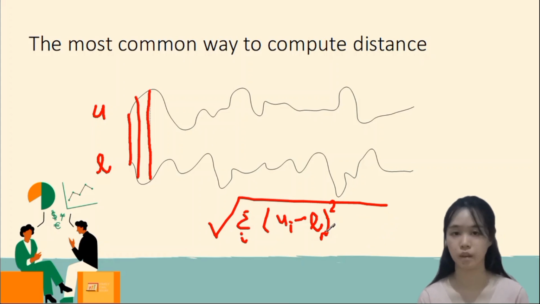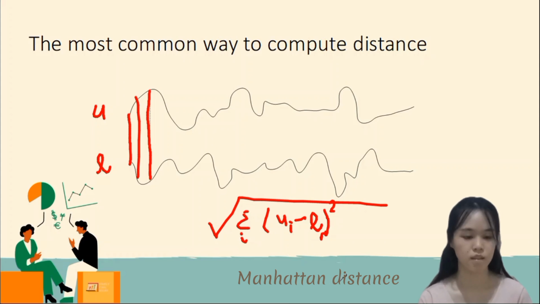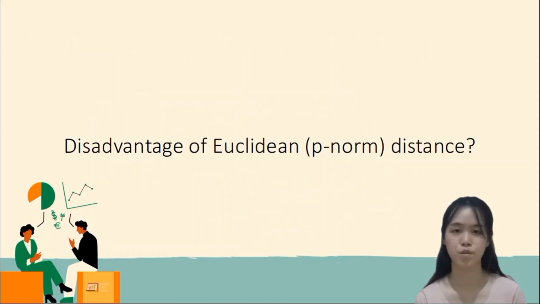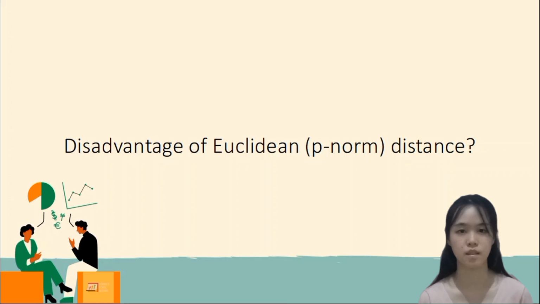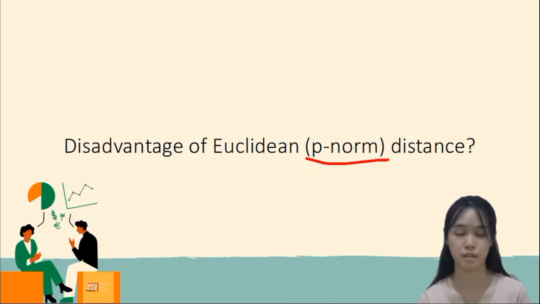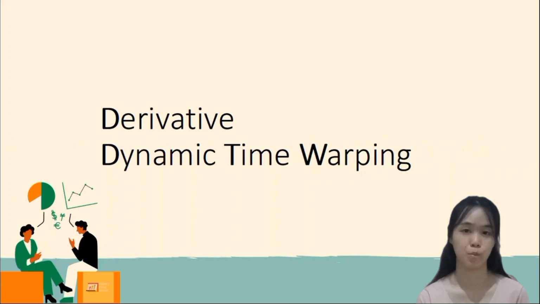Another common distance method is Manhattan distance. With Manhattan distance, we don't take the square, and we don't have the square root as well. So that's very straightforward. But the main disadvantage of using Euclidean or Manhattan distance, or just in general p-norm distance, is that these methods require equal length in all time series, but it's very common to have a dataset with unequal length of series, right? So there are many alternatives developed, and one of them is derivative dynamic time warping. And this is our focus for this video.